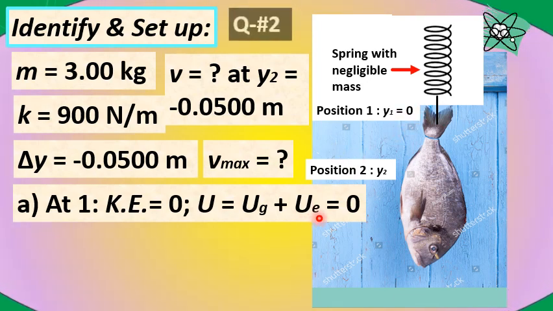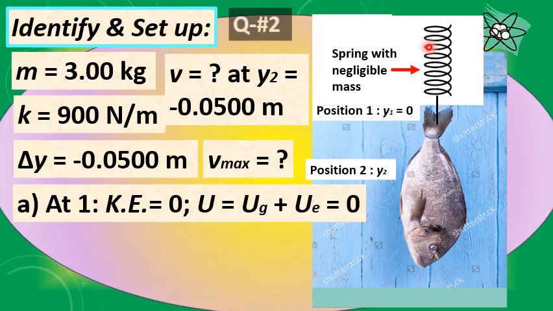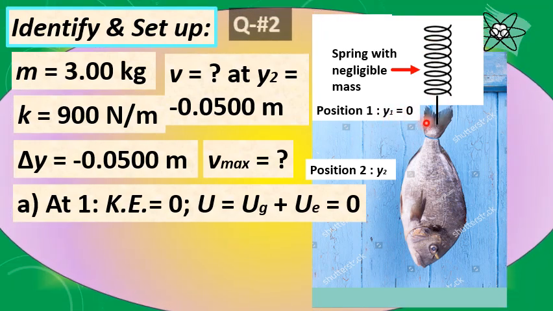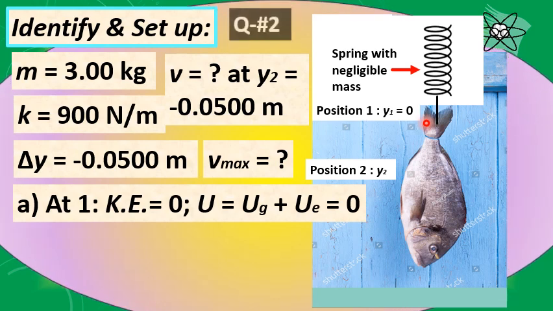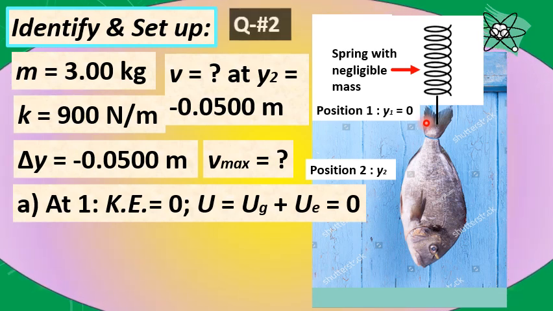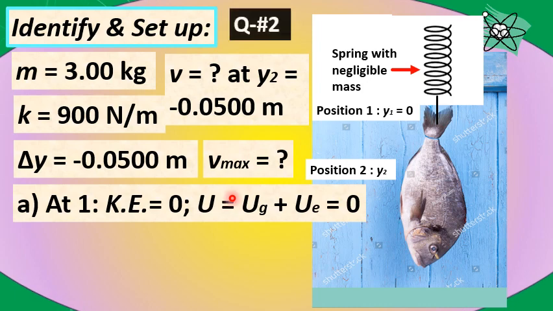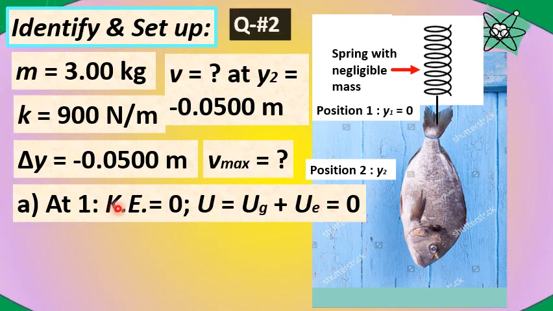The elastic potential energy, capital U sub E, must also be equal to 0, given that initially the spring is neither stretched nor compressed. So the total mechanical energy of the system, therefore, is equal to 0 at position 1.